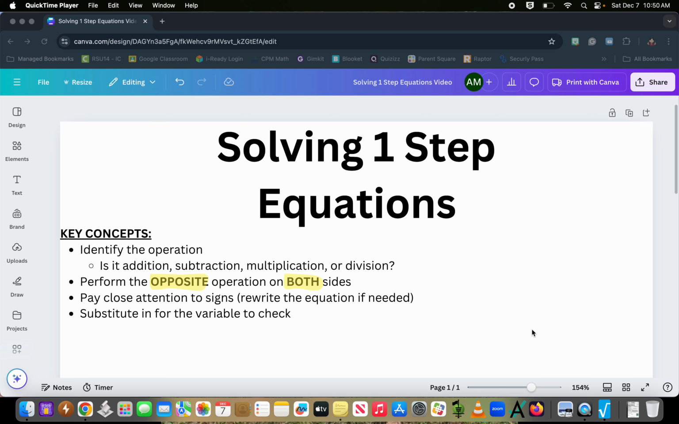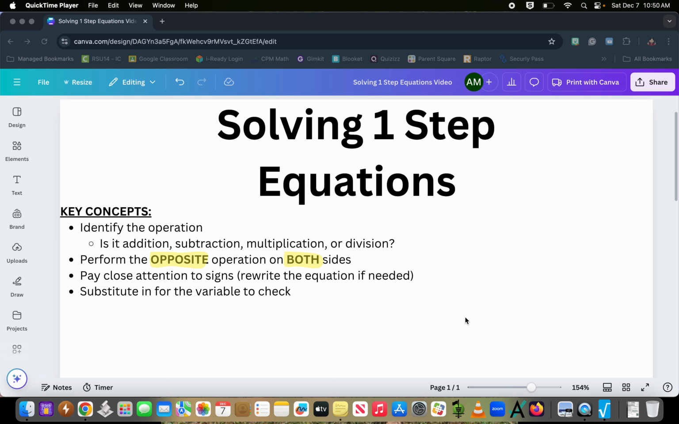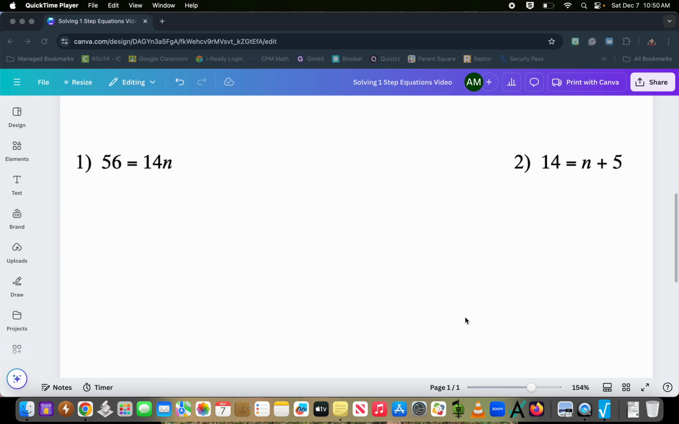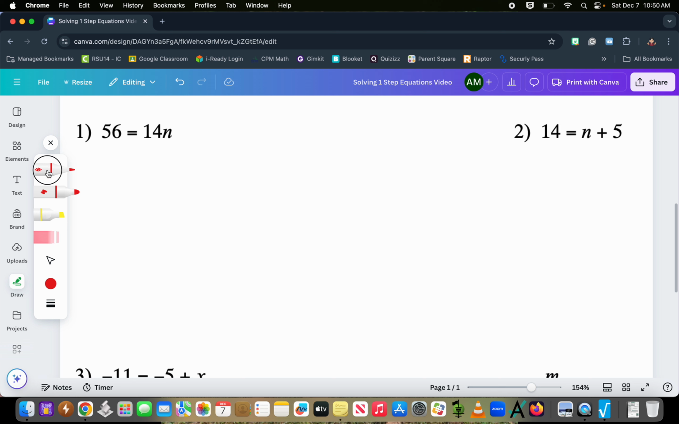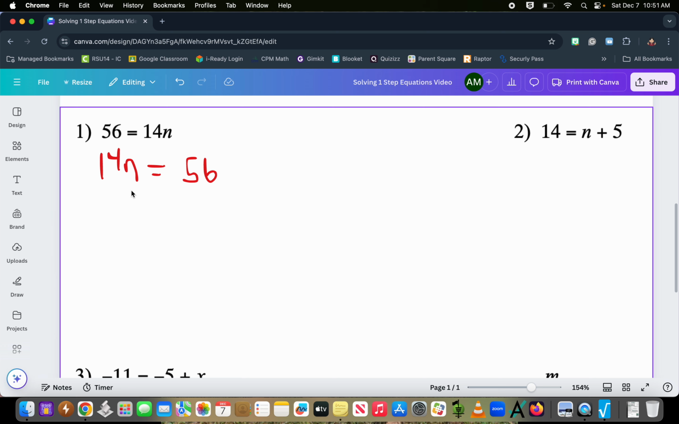And then lastly, we're going to substitute back in for our variable to check to see if our answer is correct. So let's take a look at some examples here. The first one we see is 56 equals 14n. The first thing we can do is, we said we can always rewrite if needed. So we can always write this as 14n equals 56. So this here and this here are the exact same things, okay?